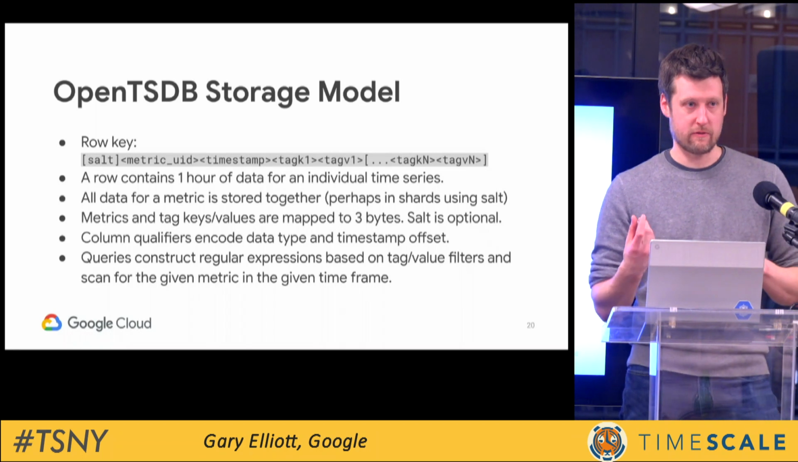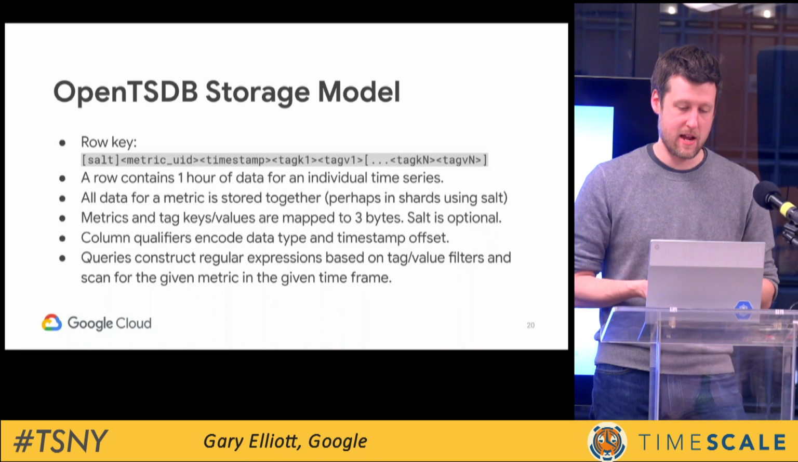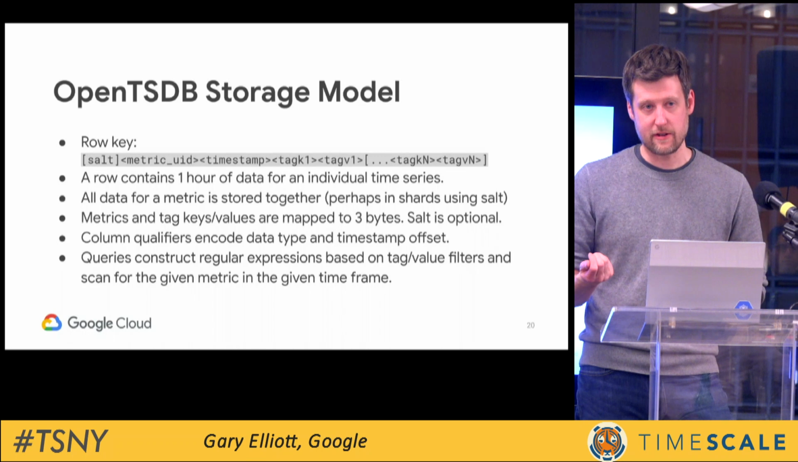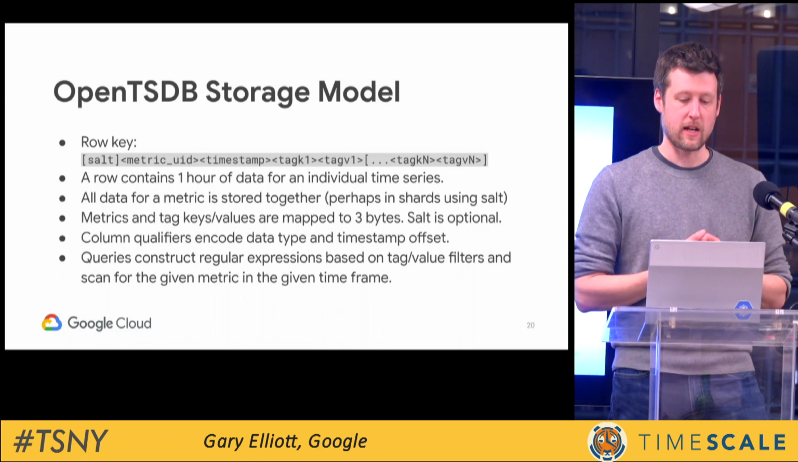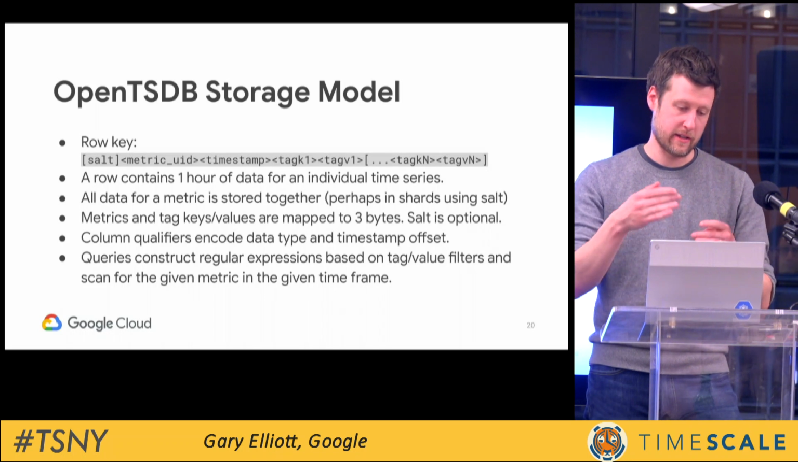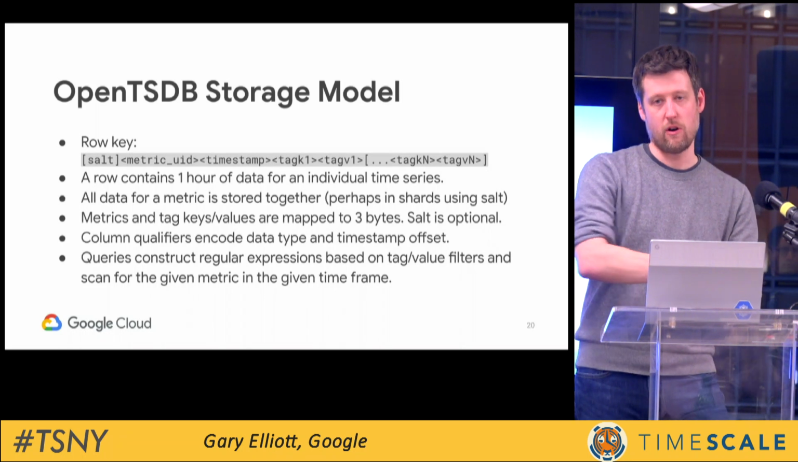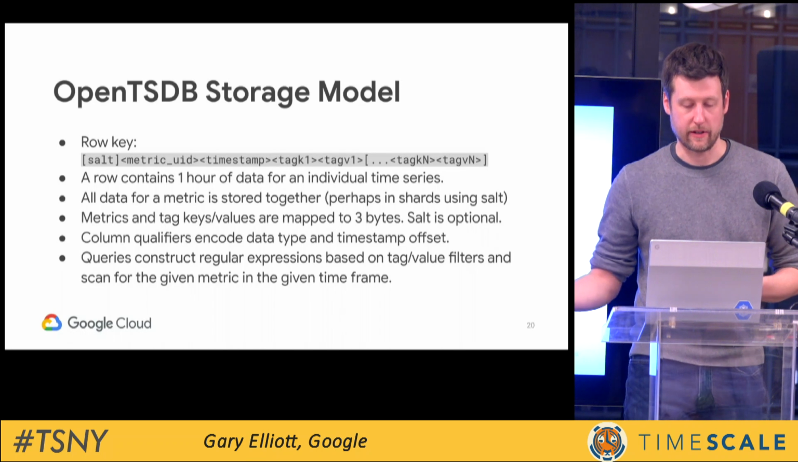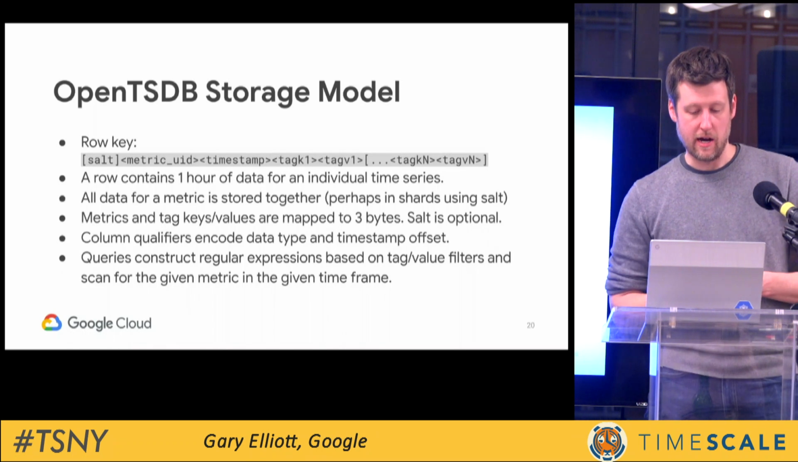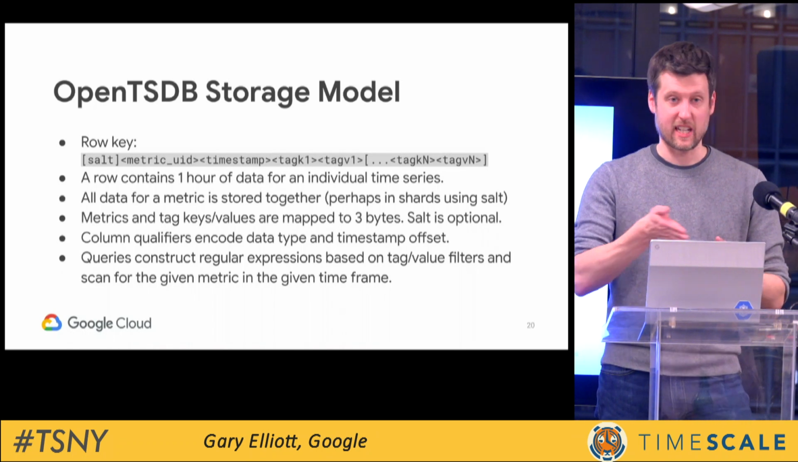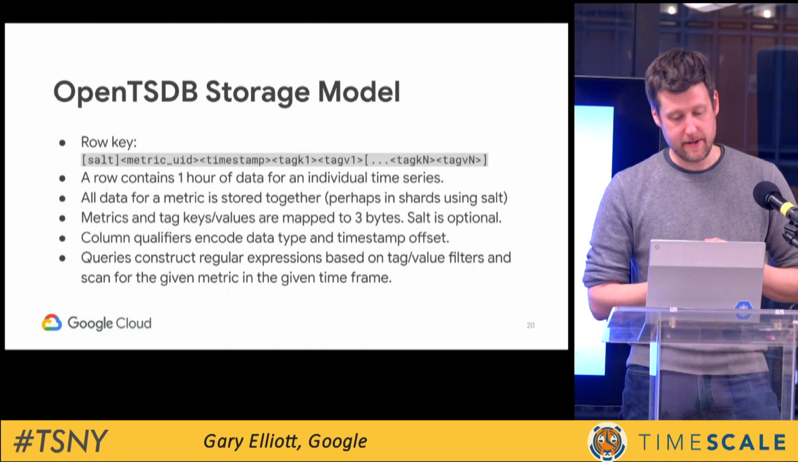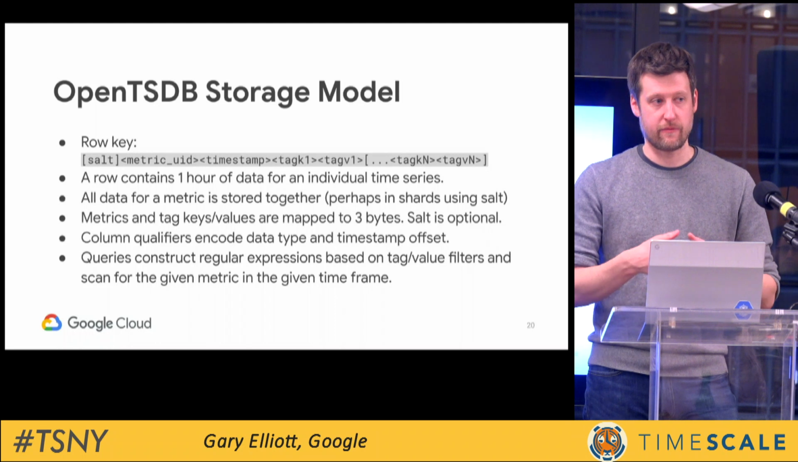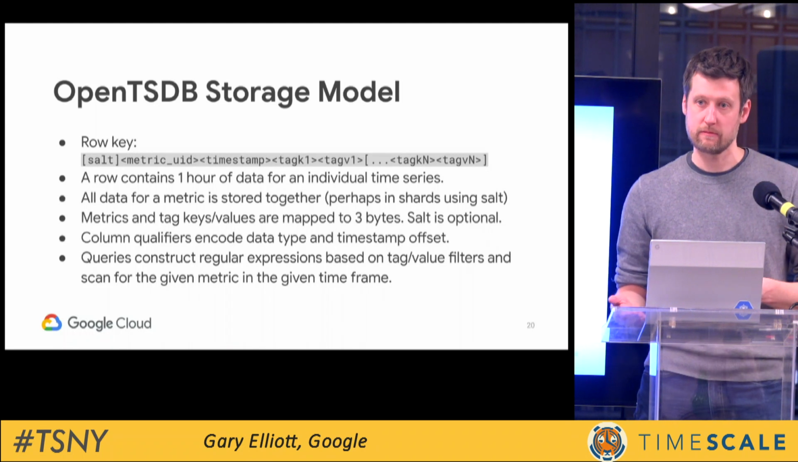It then resolves your metric name and all of your tags and values to an integer and encodes it as 3 bytes. And it makes this row key that looks like the metric, then the timestamp, and then all your tag value pairs laid out like that. So that's the row key. The timestamp is the beginning of an hour. So each row in OpenTSDB is for a particular time series, and they put an hour's worth of data there.